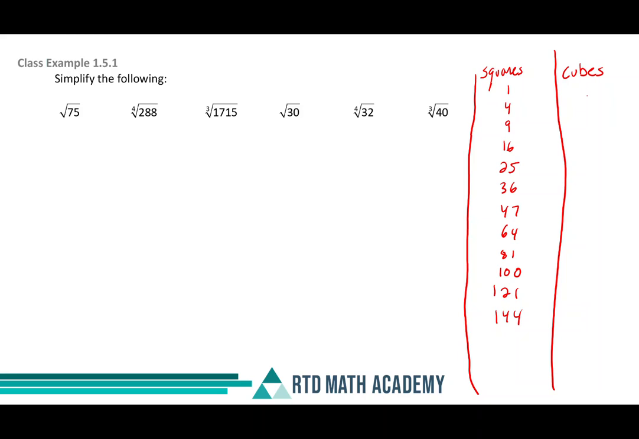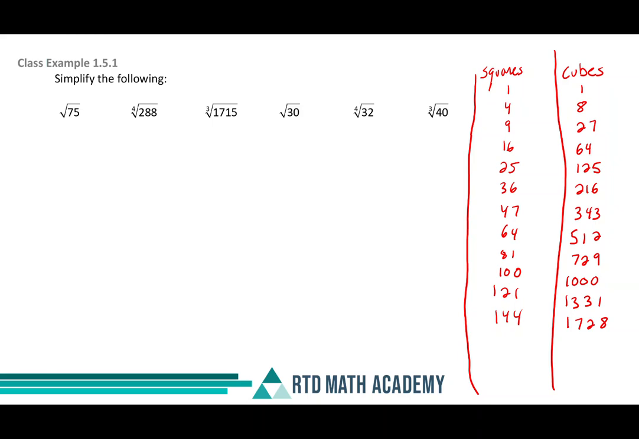Perfect cubes means you're taking that number and multiplying it by itself 3 times. So 1 times 1 times 1. 2 times 2 times 2, 3 times 3 times 3, 4 cubed, 5 cubed is 125, 6 cubed is 216, the 7th perfect cube, the 8th perfect cube, the 9th perfect cube is 729, 10 times 10 times 10 is 1,000, 11 times 11 times 11, and let's finally end with 12 times 12 times 12.